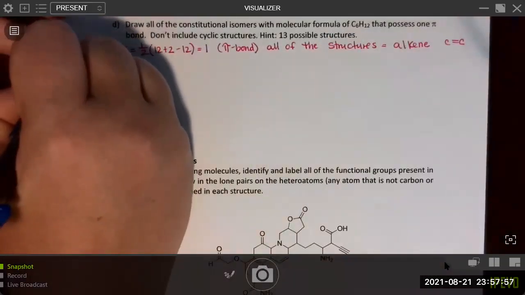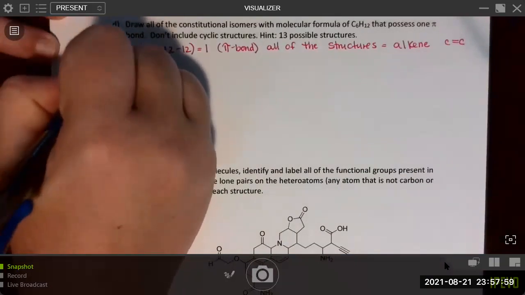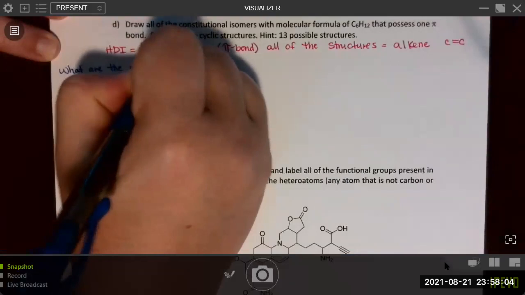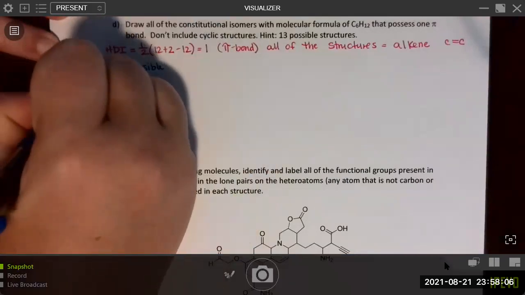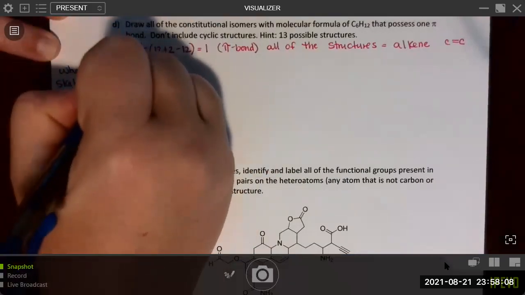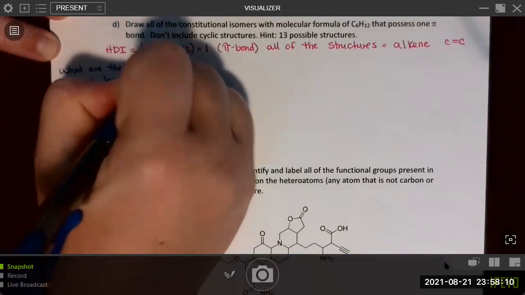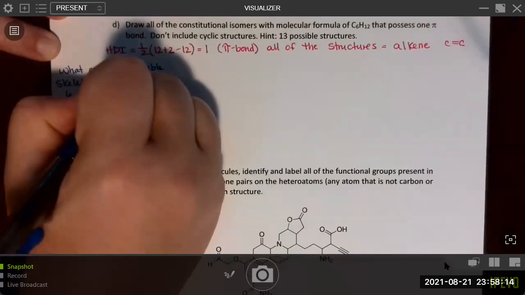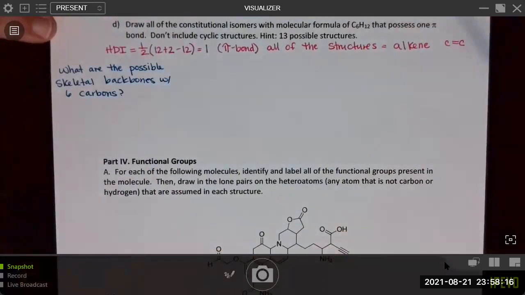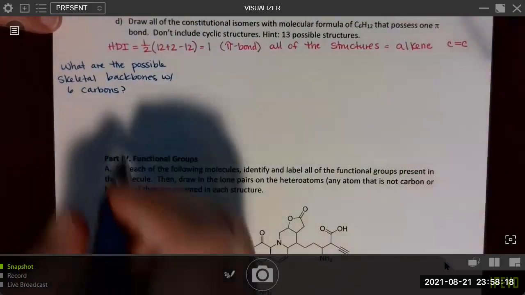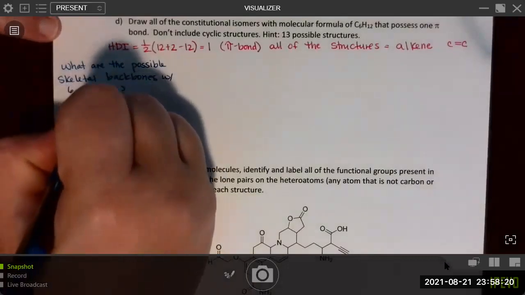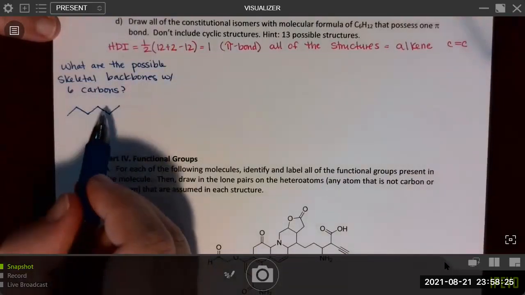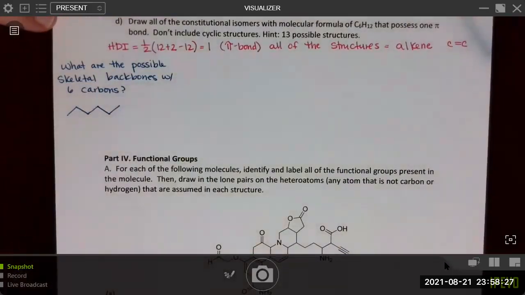So what are the possible skeletal backbones with 6 carbons? That's the question we're asking ourselves. So of course we can have all 6 carbons attached in a row. So we just draw linearly a zigzag for 6 total carbons.